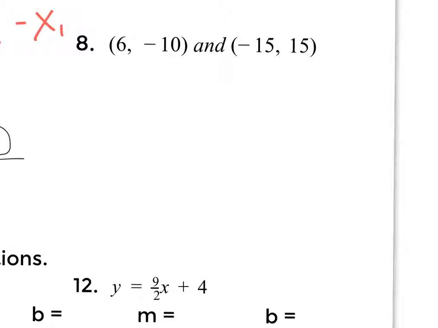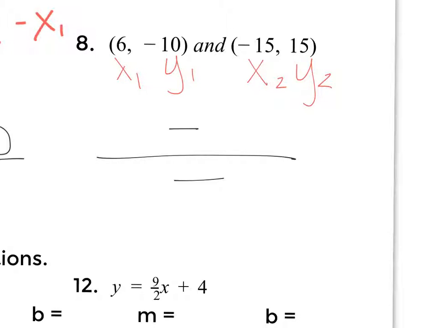Number 8. Okay, one more time. X, Y, X, Y. And don't go too fast on this. Be aware, be cautious. The second point could be easy to accidentally flip around. So don't speed too much during this test or this study guide. And I guess don't speed when you do your test either.